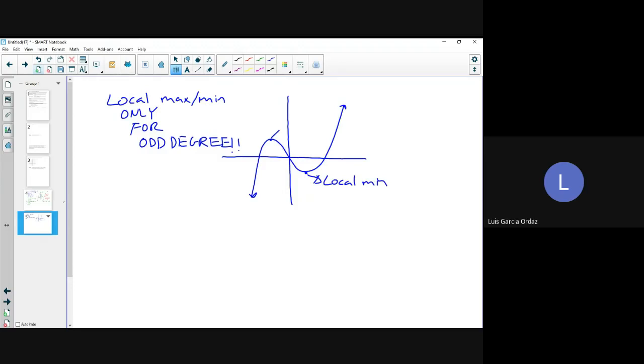That's for even degree. Oh, that makes more sense. And you'll start to realize why it's called an absolute max for even degree polynomial functions. So when it comes to even degree polynomial functions, you will have either or. Okay, you won't have both. You will have one or the other. So we'll look at absolute max and min.